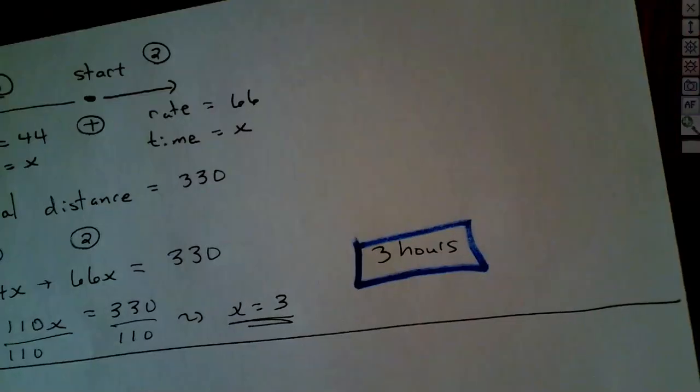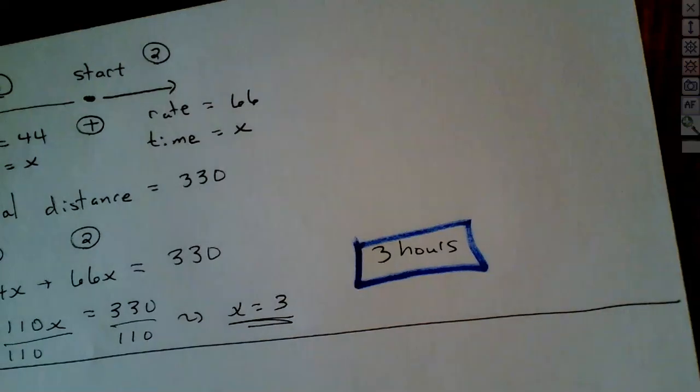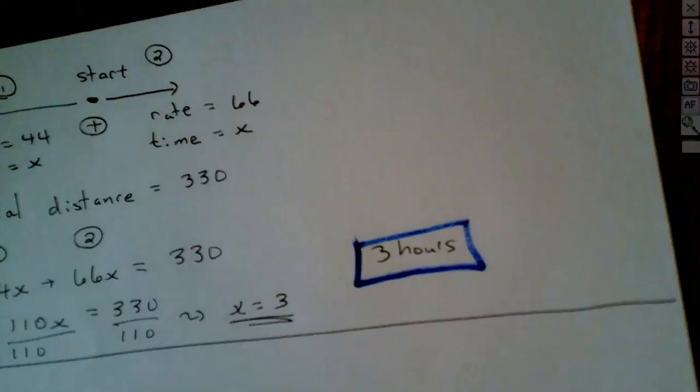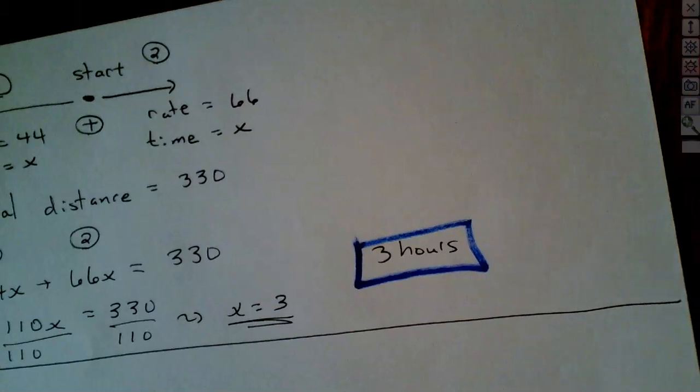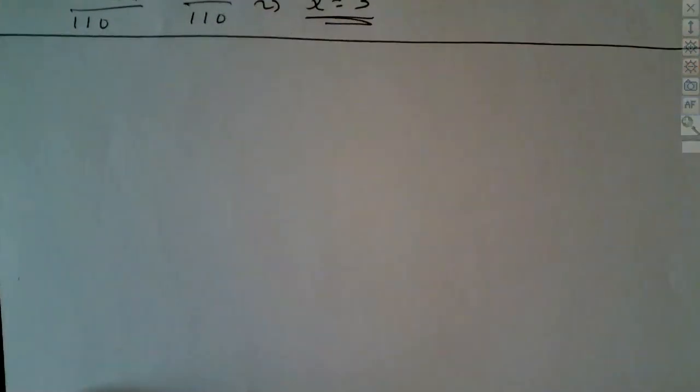Next question. The next question is 7, and it is an investment question. And remember how investment questions work: they're similar in a way to the distance questions, but we're looking at the interest that we make. And interest is the amount times the percentage rate that it pays out.